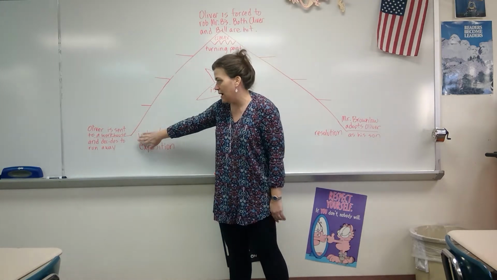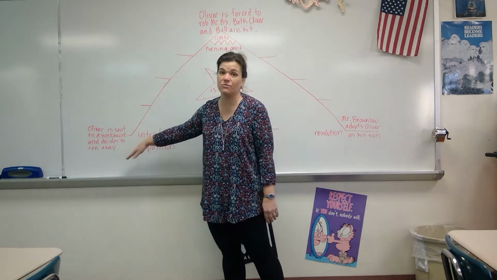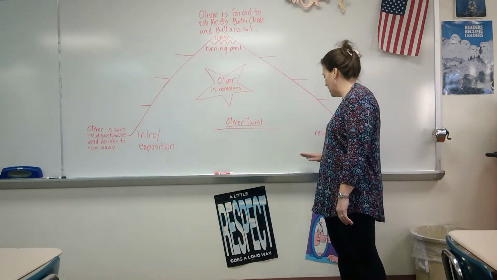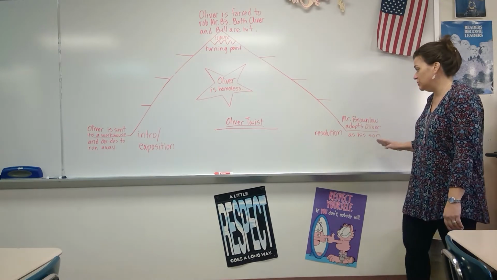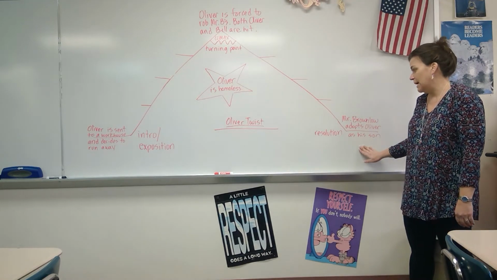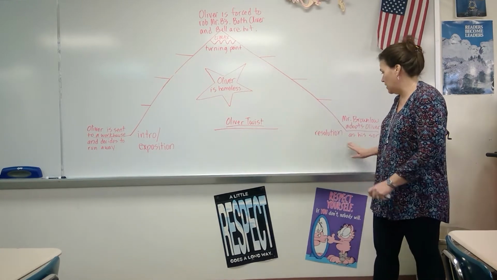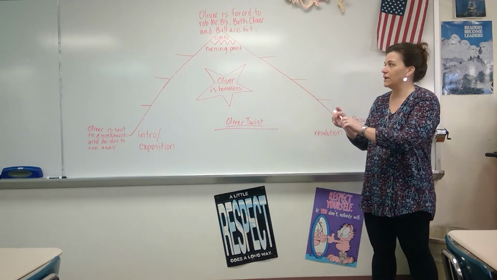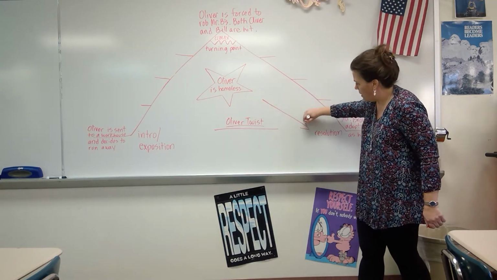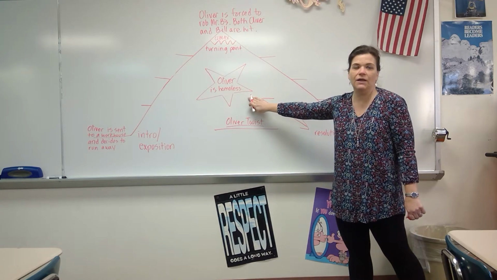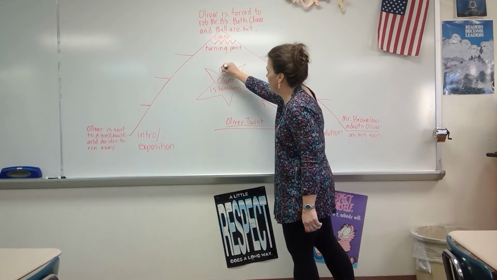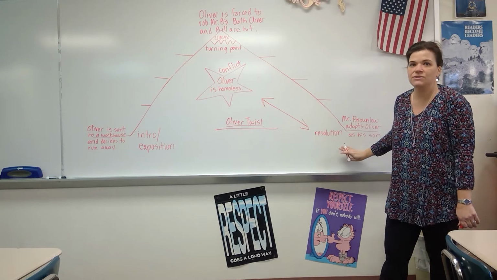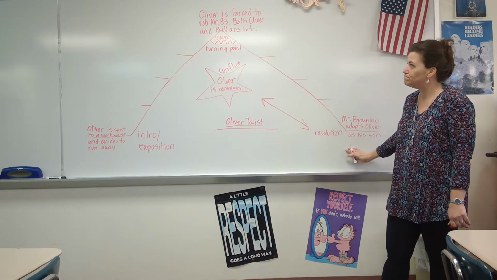When the piece started, Oliver was sent to a workhouse and he decided to run away because he was not happy there at all. And then we went ahead and talked about the ending of the piece, which was the resolution, and Mr. Brownlow adopts Oliver as his son. And we know that the resolution is directly connected to the conflict, which is in the center of the plot diagram in the star, okay? And the conflict in a short story has to be solved by the time the story is over, okay?